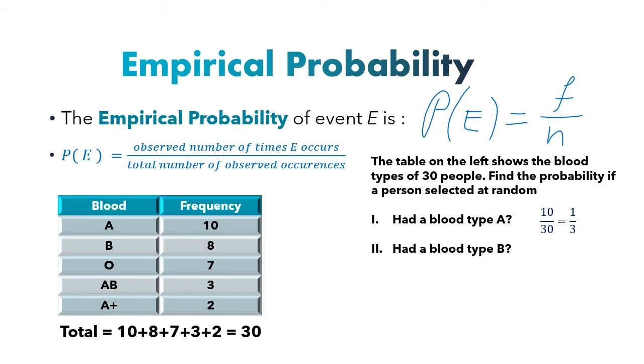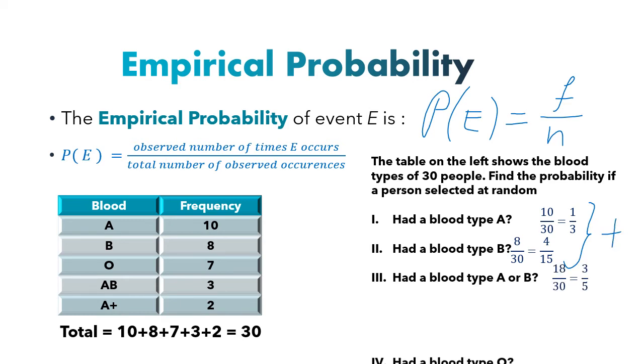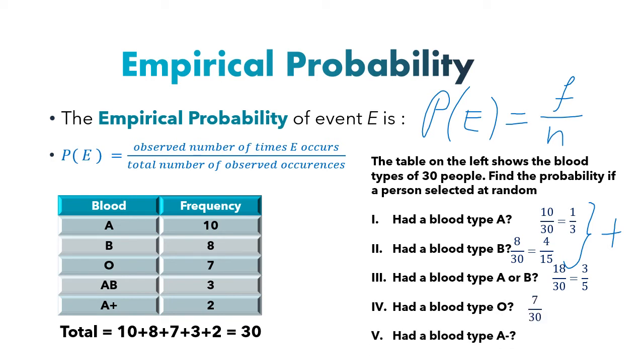Has blood type B, so the frequency of B is 8, so that's 8 over 30. Type A or B, so we're just going to add these two. So that's 18 over 30. Type O, that's 7 over 30. And type A minus, since we don't have A minus, that's going to be 0. So that's an example of probability where it is 0.